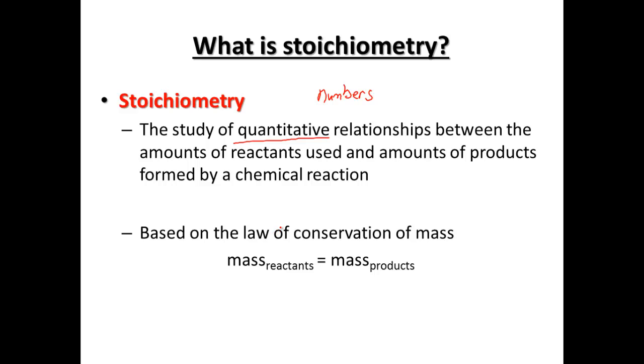This is based on the law of conservation of mass. The law of conservation of mass says we can't gain or lose material or atoms during a chemical reaction. They all have to be accounted for. So the mass we start with, the mass of reactants, must equal the mass of the products. We can't gain or lose mass during a chemical reaction. It all has to be accounted for. So our term stoichiometry is this concept.